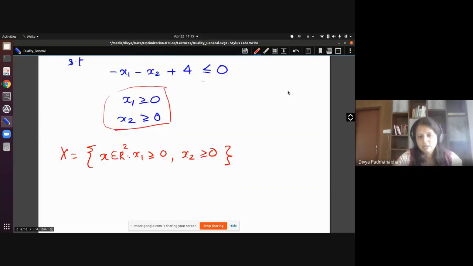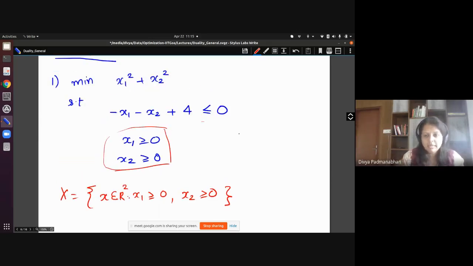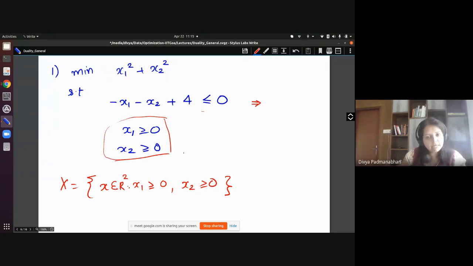I'm going to write the Lagrangian keeping in mind only the hyperplane constraint. The reason, you will see, is that it simplifies the way the dual is written. Another option is to take X as just R2, in which case you will have 3 multipliers. I will leave it as an exercise for you to do that other part where you take all the constraints together.